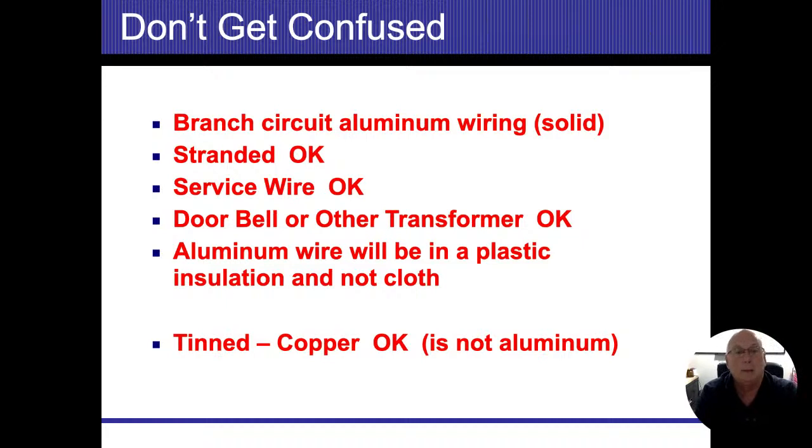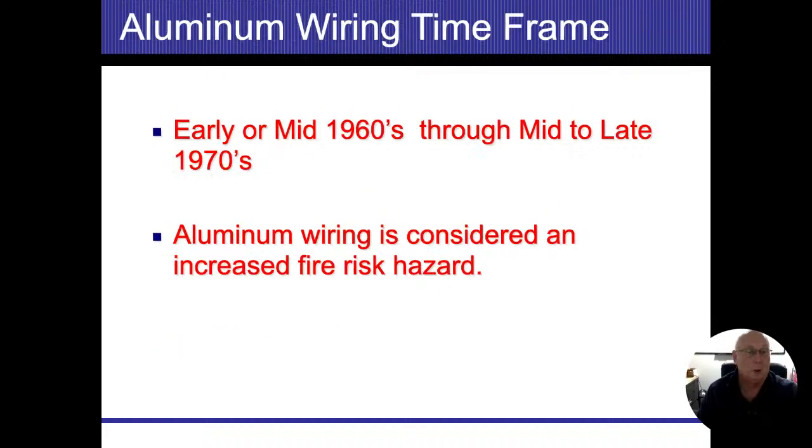So this slide here talks again about the solid aluminum branch circuit. All right, so if it's stranded, it's okay. If it's a service wire or feeder wire, that's okay. Doorbell, other transformers, those are typically stranded. That's going to be okay. Aluminum wire will be in plastic and not in cloth. Even though I still think tin clad copper is just ridiculously old and it gets dried out and brittle, that's just my opinion on it. It's not a mandatory defect. So we don't have to call that out. That's going to be focused more on your opinion.